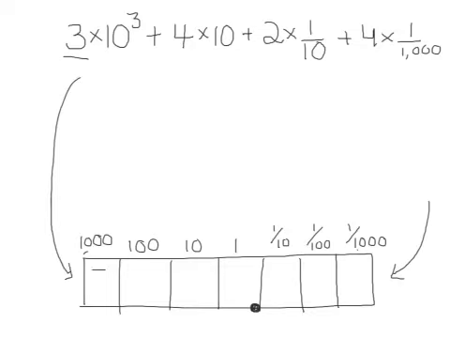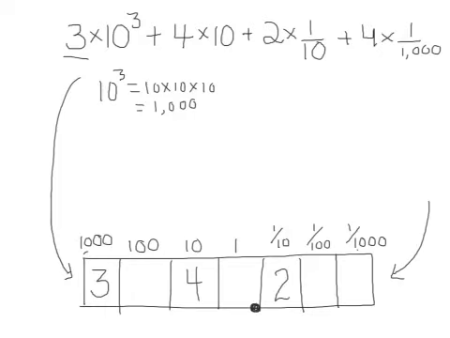3 times 10 to the third is 3 times 1,000. I know that 10 to the third is 1,000 because it's 10 times 10 times 10. And I've learned that already. So I put the 3 in the thousands place. 4 times 10, I don't see any ones. 2 times 1/10 and 4 times 1,000th. So my number looks kind of funny here. I know that I do have to put my zeros as place values. I have 1,000 here. So I can read my number, which would be how I would write it in word form.